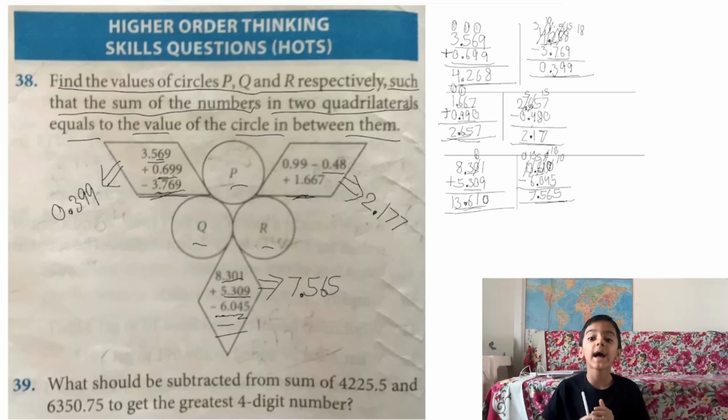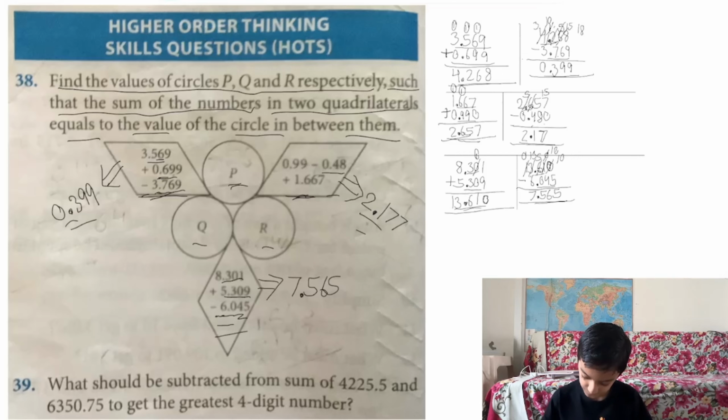Now we can find out the value of the circles. So first, let's find out the value of the circle P. To find out the value of circle P, we'll add these two quadrilaterals. So that means the values of these quadrilaterals are 0.399 and 2.177. So we'll add these two decimals.